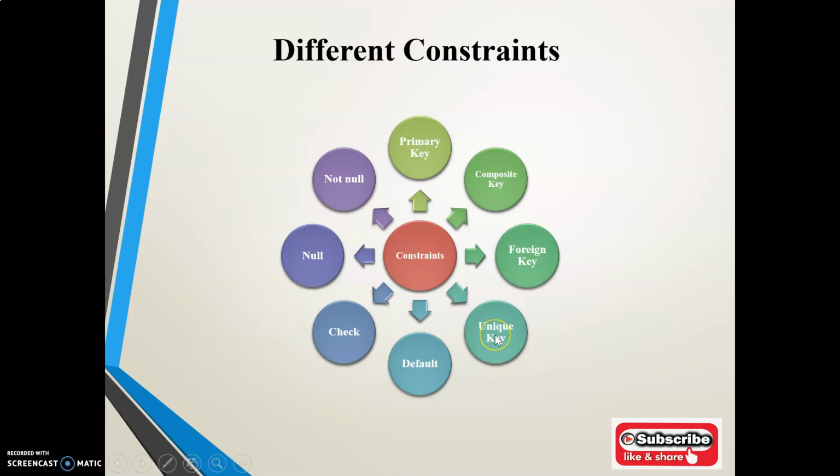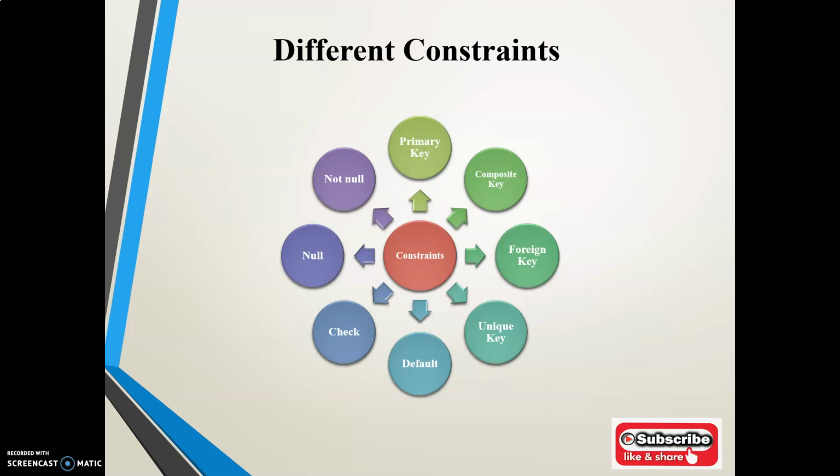Then unique key, we can apply unique key constraint on a particular attribute so that all records will be identified uniquely. Default constraint, we can initialize a default value while creating the table itself. Check constraint, we can give the range while inserting the records by using check constraint. Null constraint, we can have a null value for a particular attribute, and not null constraint, we can declare on the particular attribute so that the value for that attribute cannot be null. So these are the different constraints.